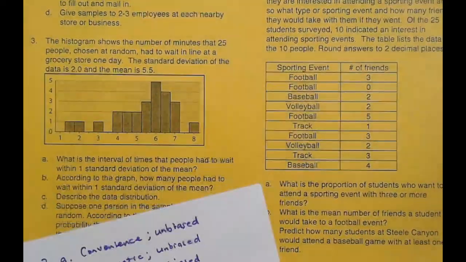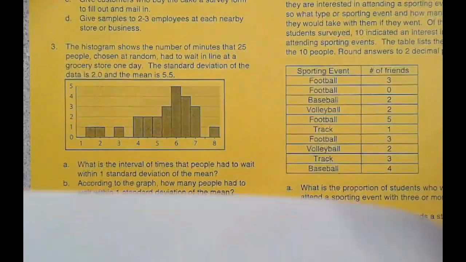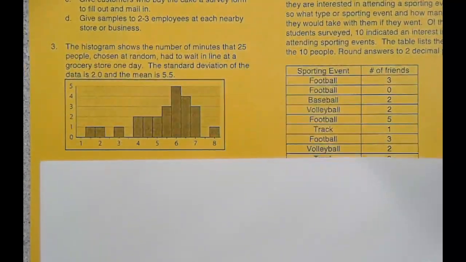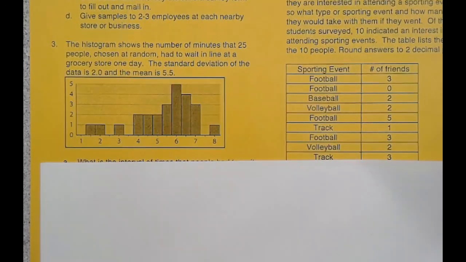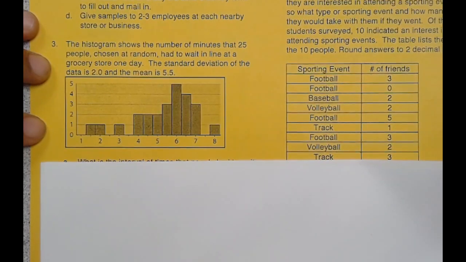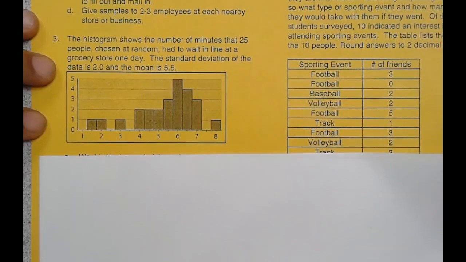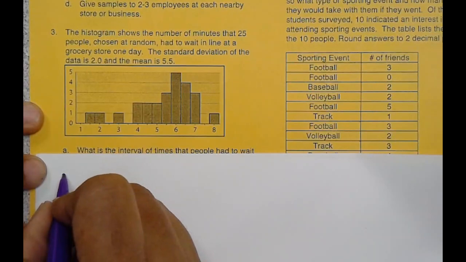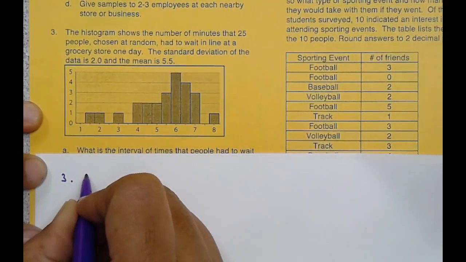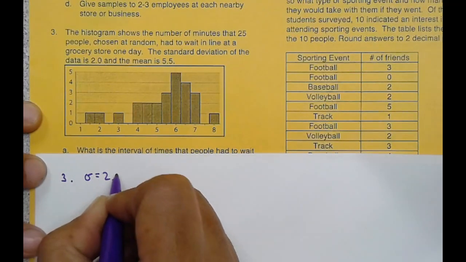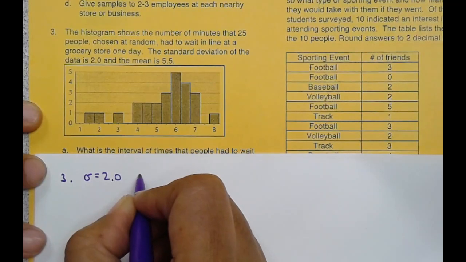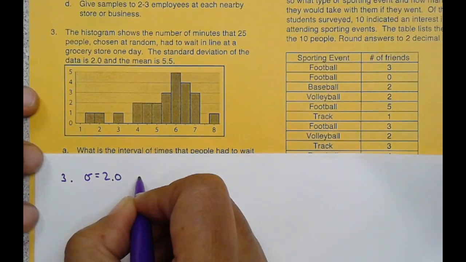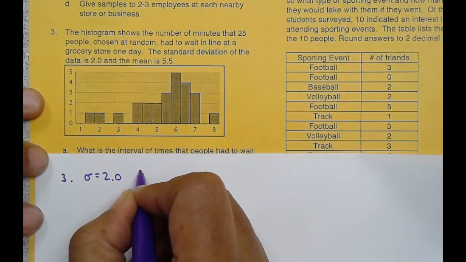All right, let's take a look at number 3. So number 3, we have a histogram that shows the number of minutes that 25 people chosen at random had to wait in line at a grocery store one day. The standard deviation of the data is 2.0 and the mean is 5.5. So I'm going to go ahead and write that down for number 3 just for some information. Standard deviation is 2.0 and we have the mean, 5.5.